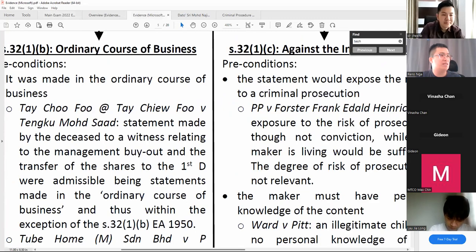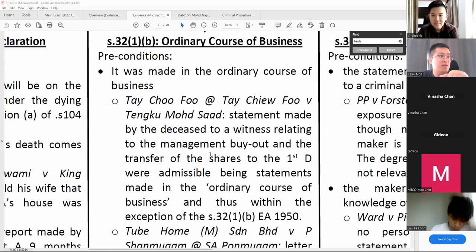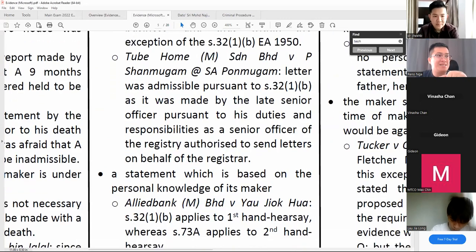Ordinary course of business. So what is that? It means all exceptions under section 32 are for when the maker cannot come, either because he is dead already, or not capable of coming to court, or it is too expensive to ask them to come to court. So number one requirement is ordinary course of business, which I think is undeniable. They are doing business, quite right. Number two, the statement is made based on the personal knowledge of the maker. It means whoever prepared these contra notes must have personal knowledge.